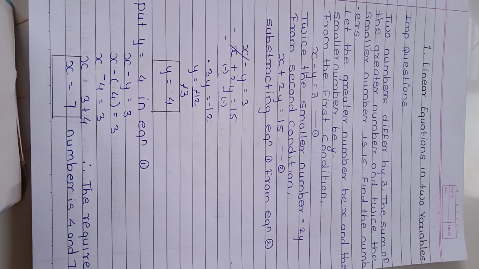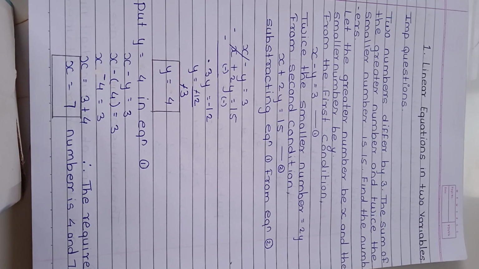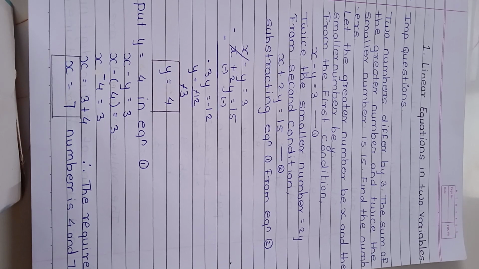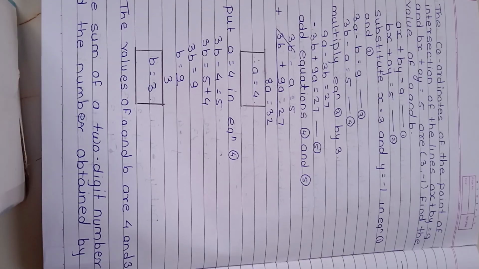Put y is equal to 4 in equation 1. x minus y is equal to 3. x minus (4) is equal to 3. x minus 4 is equal to 3. x is equal to 7. The required numbers are 4 and 7.